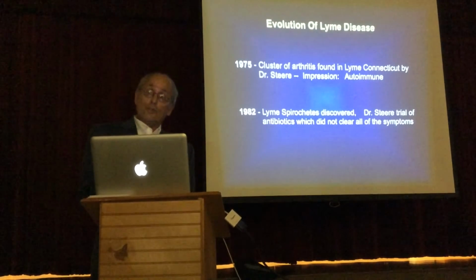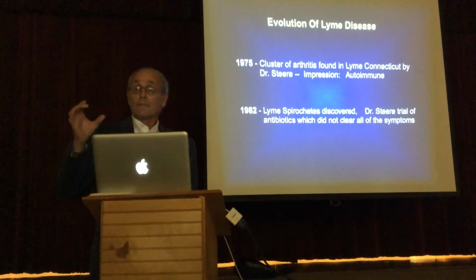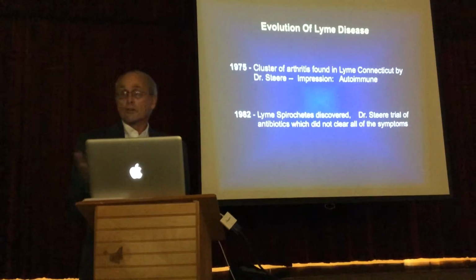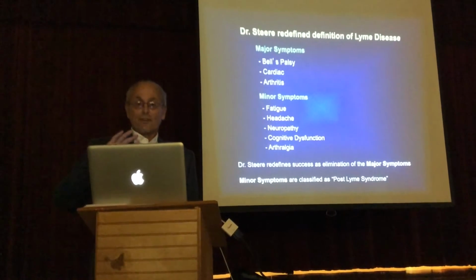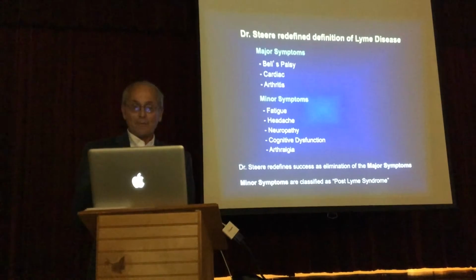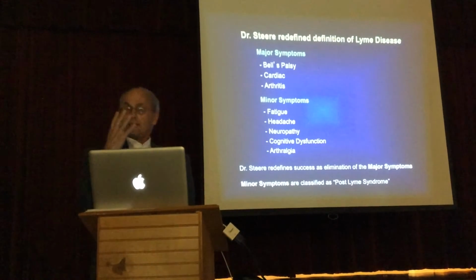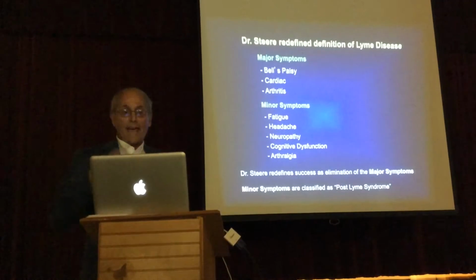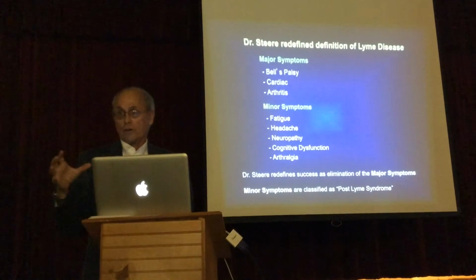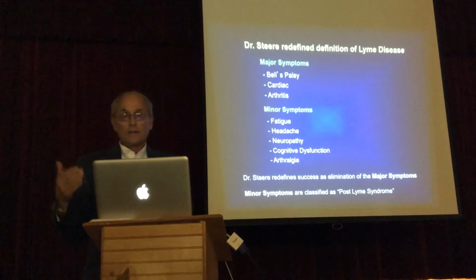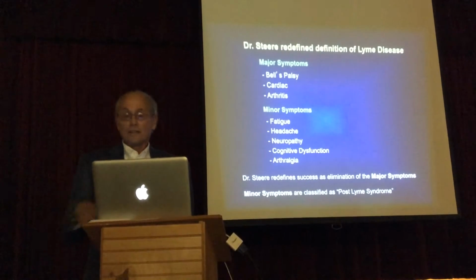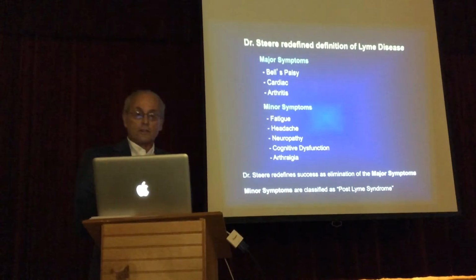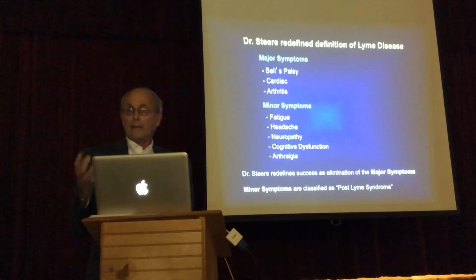And then in 1982, Burgdorfer discovered that Lyme is caused by a bacteria. So when Steere found that out, he gave a trial of antibiotics, which didn't clear all the symptoms. And what he did is he redefined the field. What he said was the major symptoms, and when I read this, I said, wow, this is really clear: Bell's palsy, cardiac problems, and arthritis. Arthritis is swelling of the joint. And the minor symptoms are fatigue, arthralgia, headache, neuropathy, and cognitive dysfunction. And he redefined success as the elimination of the major symptoms.